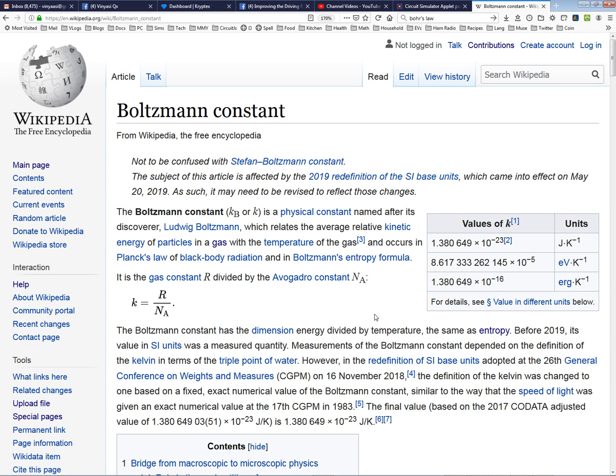Physical constant named after its discoverer, Ludwig Boltzmann, which relates the average relative kinetic energy of particles in a gas with the temperature of the gas, and occurs in Planck's law of black body radiation and in Boltzmann's entropy formula. Ooh, we'll just stick with this. Boltzmann constant. So anyway, it has to do with this stuff.